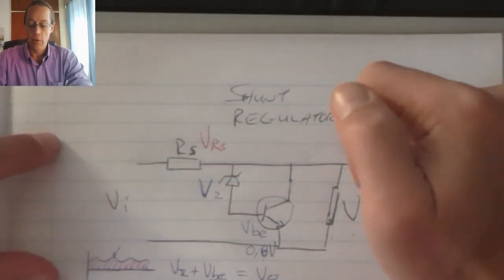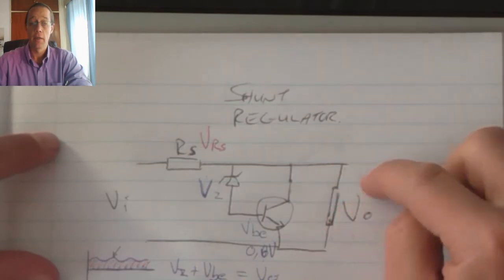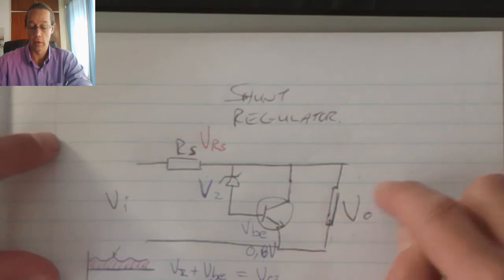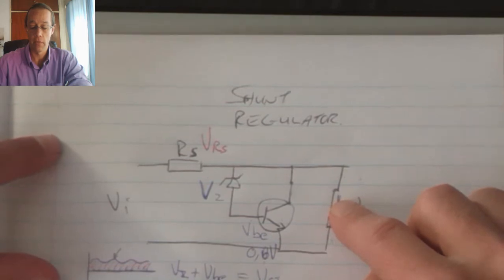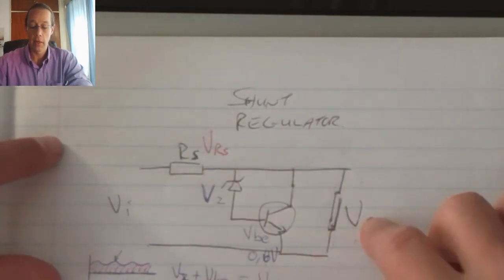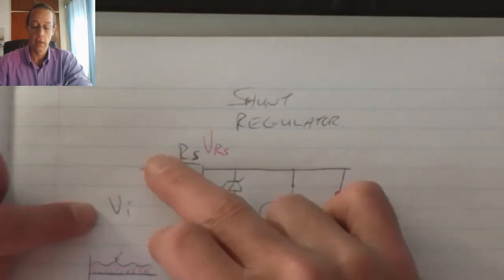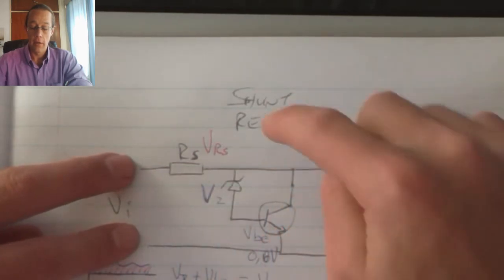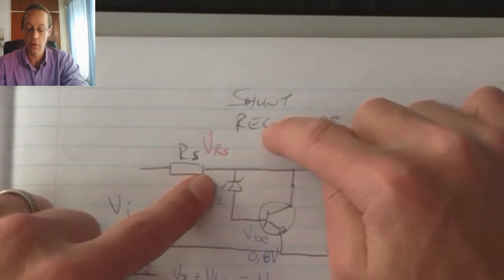The shunt regulator is used in circuits where we're going to need a supply that has the ability to deliver a large current value. In other words, my load resistor will have a small resistance. When we look at the layout of the circuit, our input voltage over here connects from our filter. That connects in series to my series resistor, and then the circuit becomes a parallel circuit.